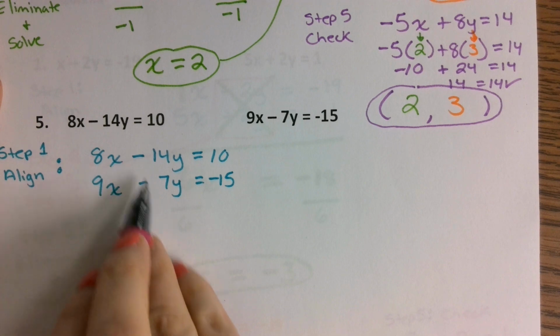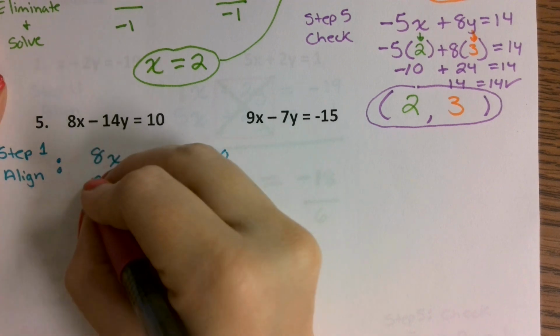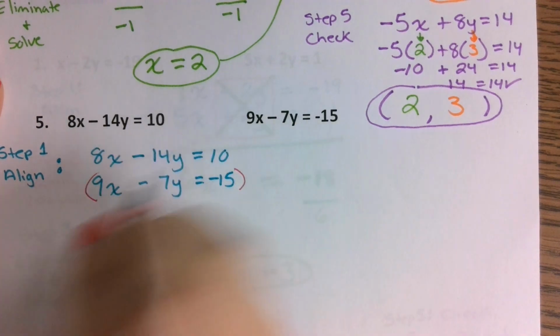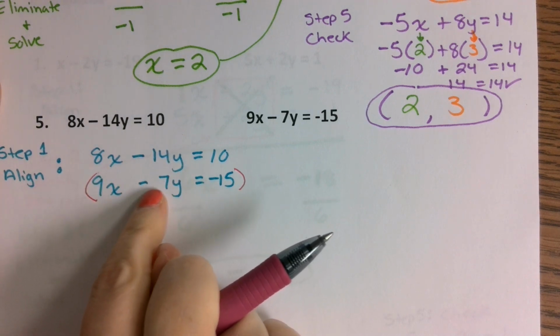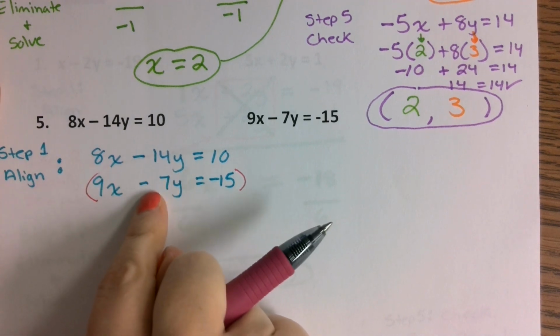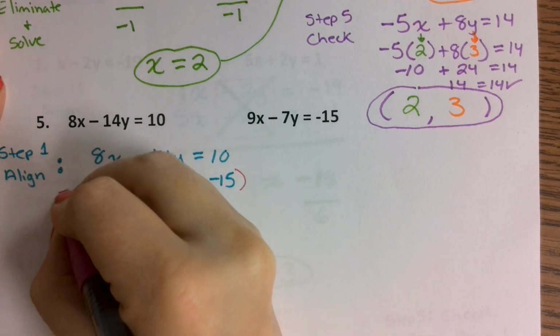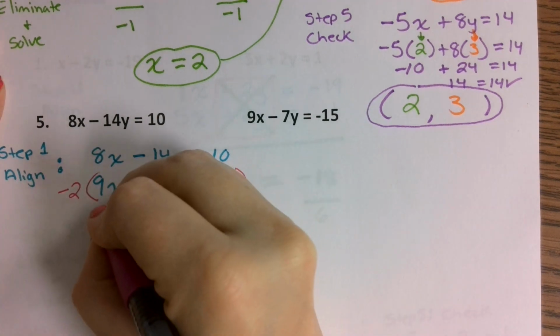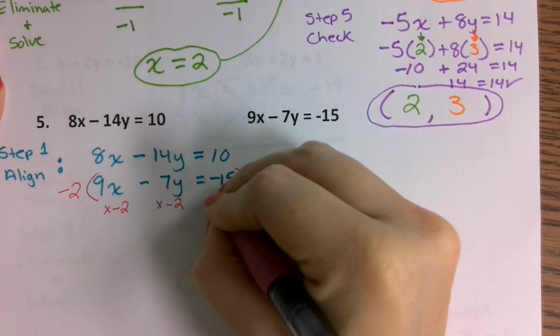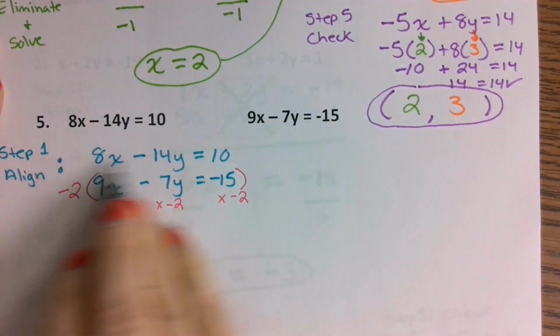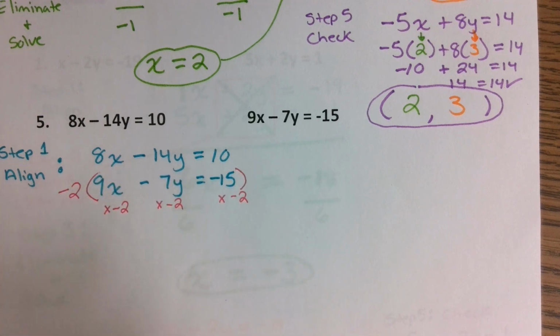Now, because they both happen to be negative, I'm not going to just multiply by a 2. I want to change this to an opposite. I'm going to multiply by a negative 2 so that I can change that minus to a plus. So we're going to multiply everything in this equation by negative 2. I'm going to multiply this one by negative 2, and this value by negative 2. I don't have to change the 8x minus 14y equals 10 at all.